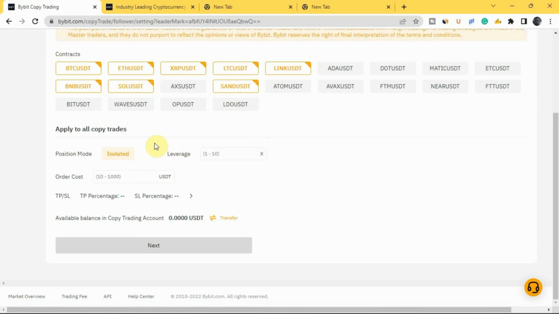Now the next thing is to select your trading strategy. The first thing is your position mode. Your position mode is always in isolated. You don't need to change that.